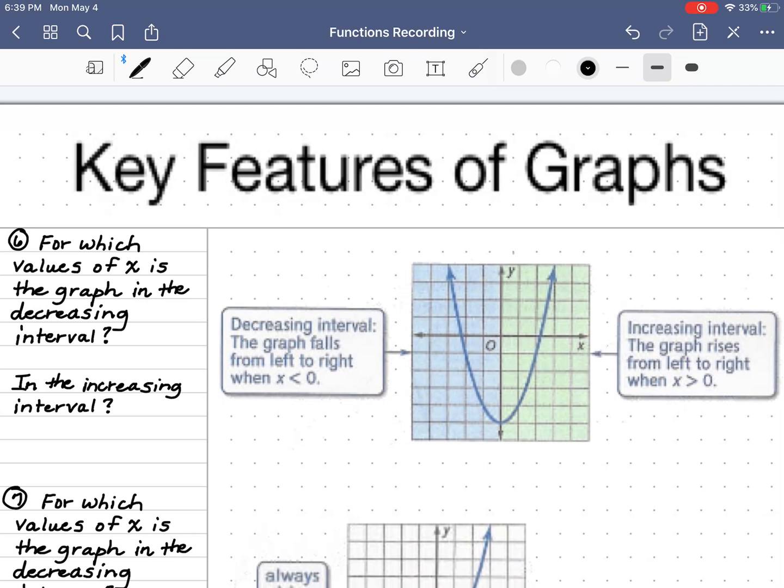So again, let me put in very clearly that y-axis so we can see. And on the left side of that y-axis, it's decreasing. Let me use my laser pointer to show you. You see how it's coming down on the left side? And then when it makes the turn at that minimum point, it starts climbing on the right side. So we would say that the decreasing interval is everything less than 0, and the increasing interval is everything above 0 or to the right of the x-axis.